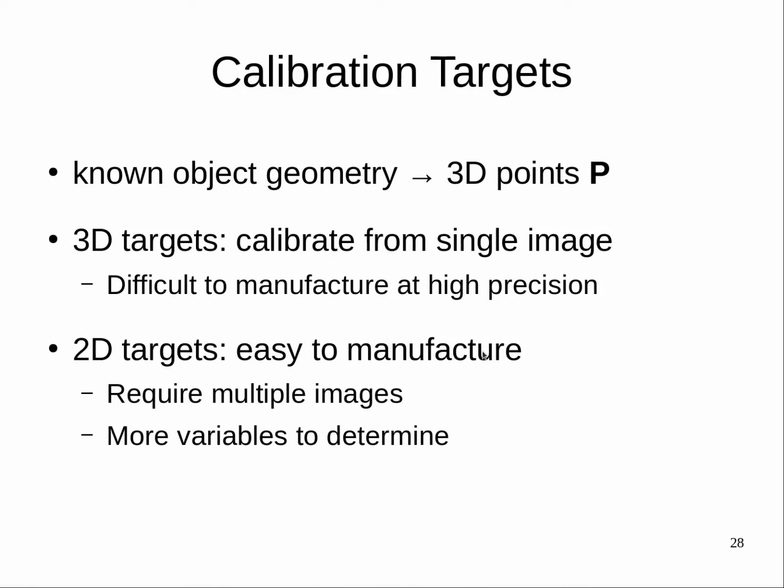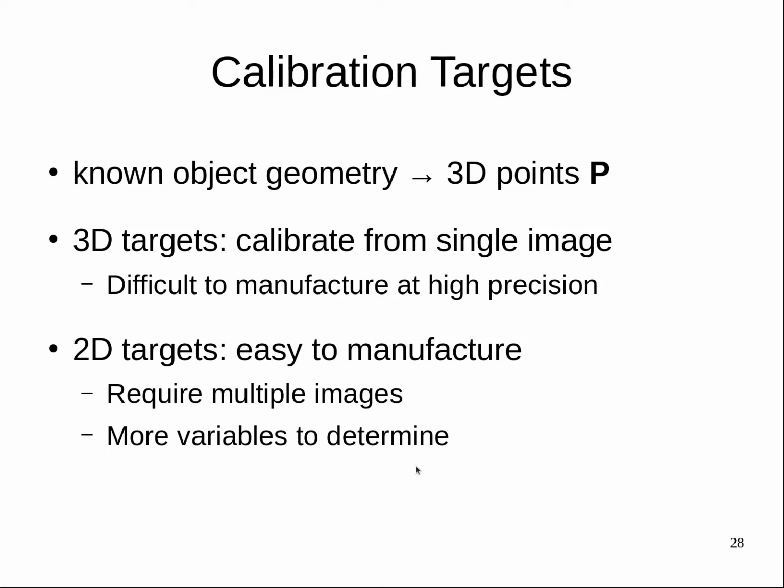And yeah, 2D targets basically means you print something on paper and then you know, okay, it's flat, or you assume it's flat, and you're done. And printers are reasonably accurate in printing things. The issue here is then you cannot determine all of the parameters from a single image if you are only using a 2D target. This means you now need multiple images, and because you have multiple images, you have more variables which you want to determine.